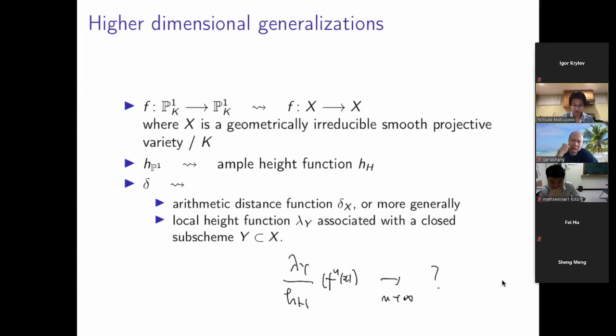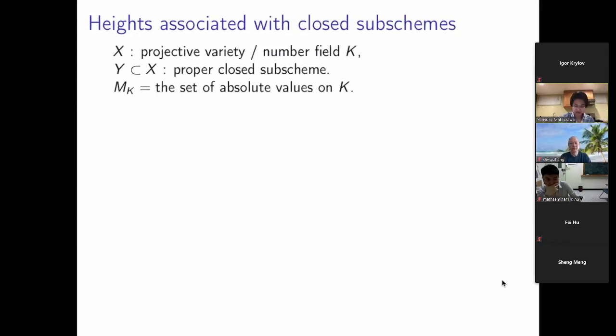But before talking about this kind of question, let me first introduce the notion of a local height function associated with a subscheme. So this is our setting. X is a projective variety over a number field, and Y is a proper closed subscheme. Y could be a divisor on X. And M_K is the set of absolute values on K.